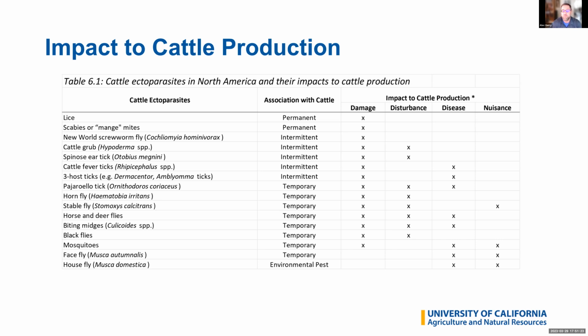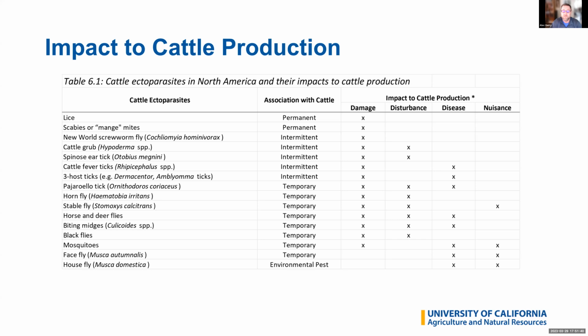And so in this figure over on the right-hand side, you'll see a number of categories of impact. This can be damage, and what we mean by damage is direct injury to the animal. So taking blood, feeding on tissue, causing injury, for example, to cattle. Those will all be forms of damage.